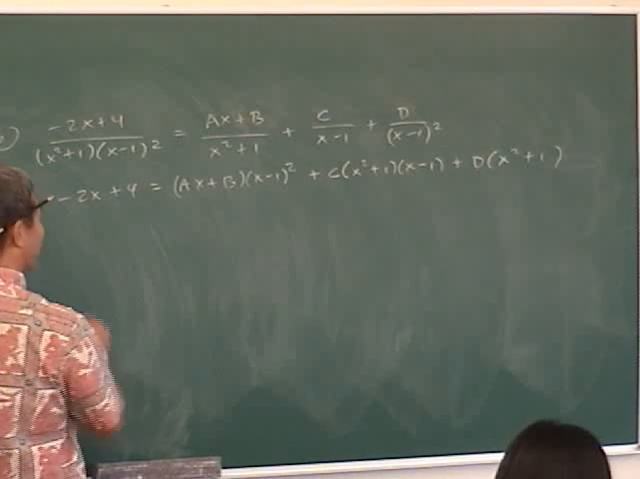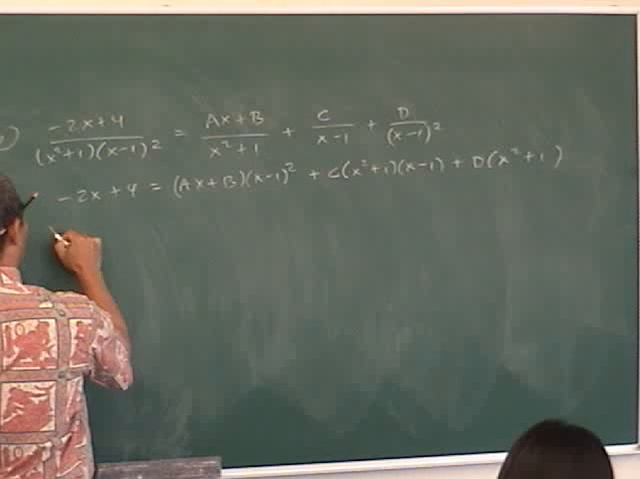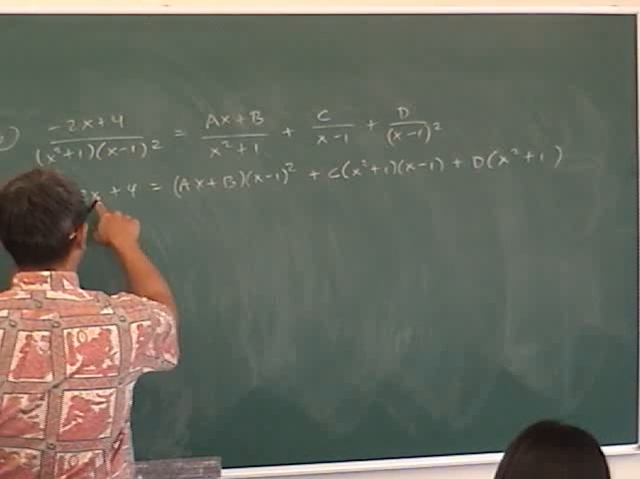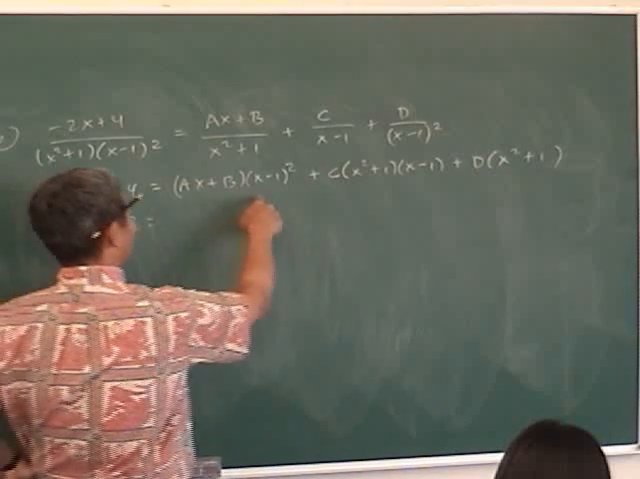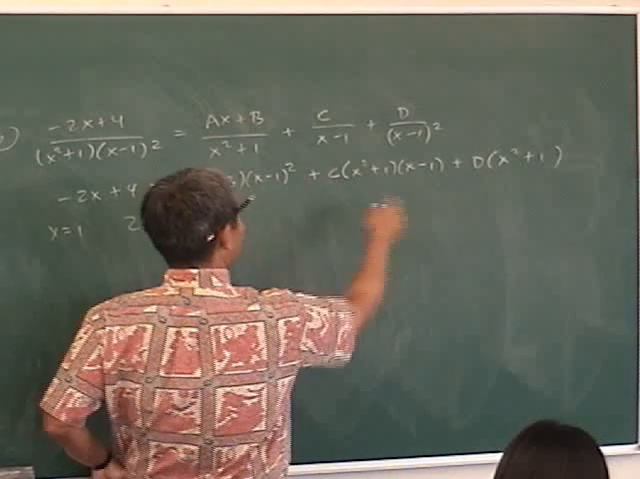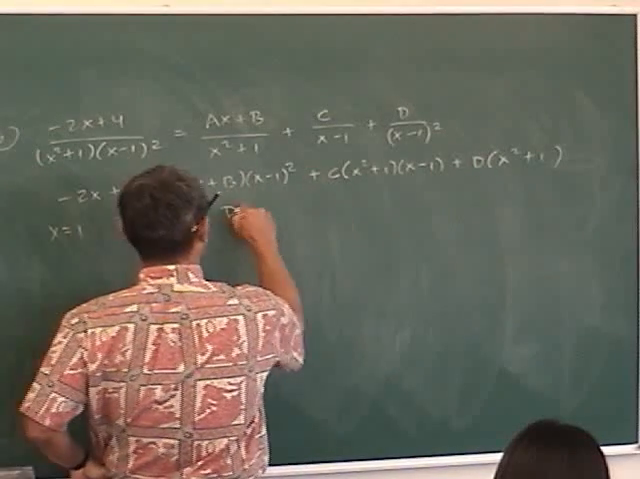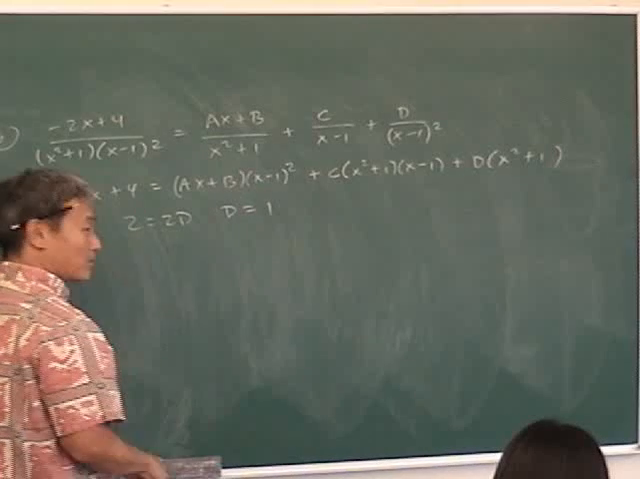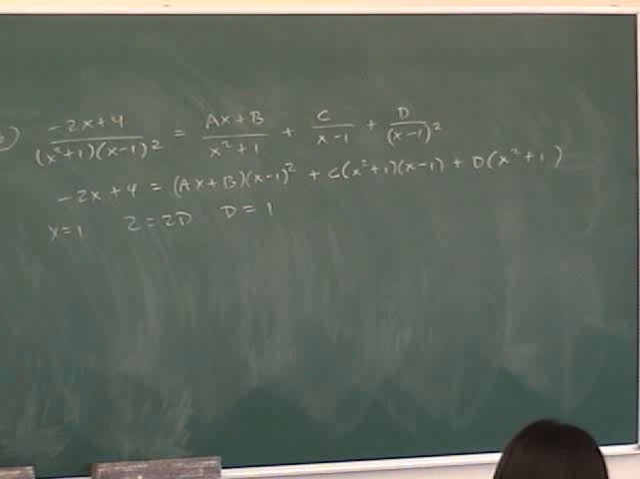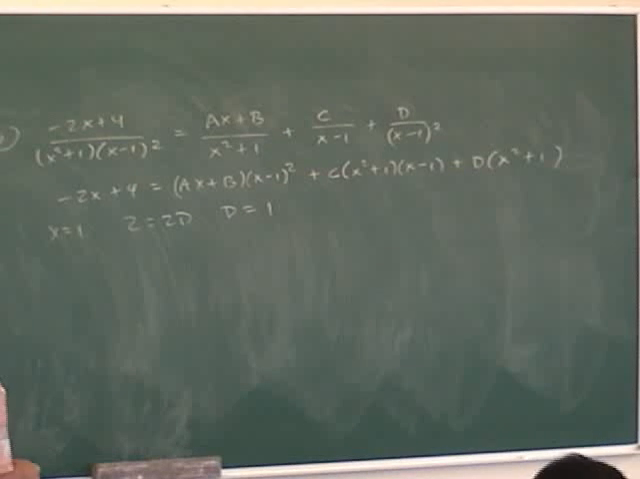What's a good number to plug in for x? 1. Okay, so if you plug in 1, you get 2 equals 0 plus 2d. Oh, d is 1. Okay, but that's where the easiness ends. Now you have to plug in 3 other numbers. But you can plug in any numbers you want, but there's no number that's going to make any of the other things 0 already, right? So you got to plug in something. What do you want to do?